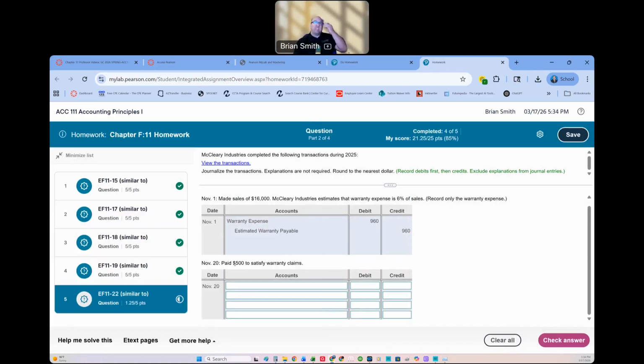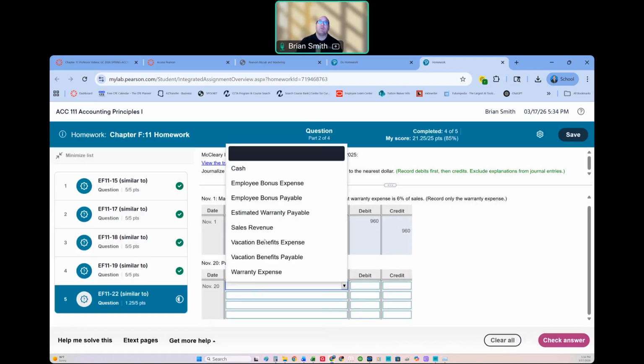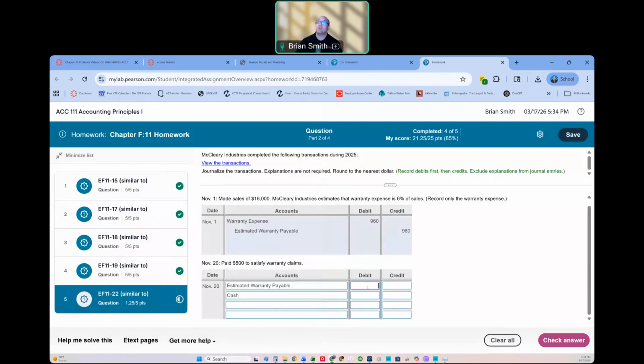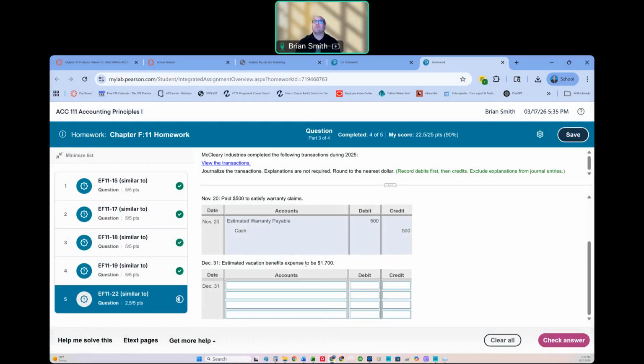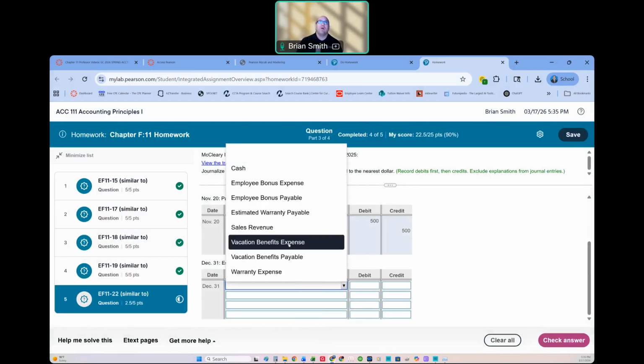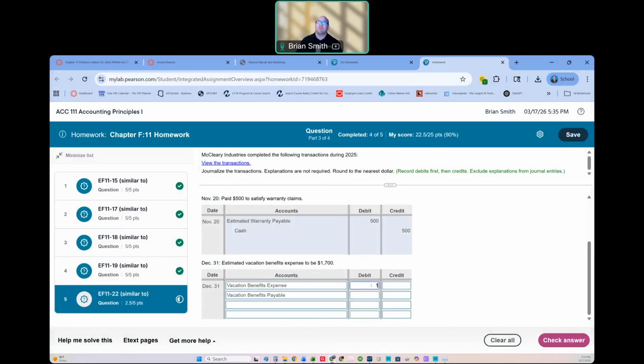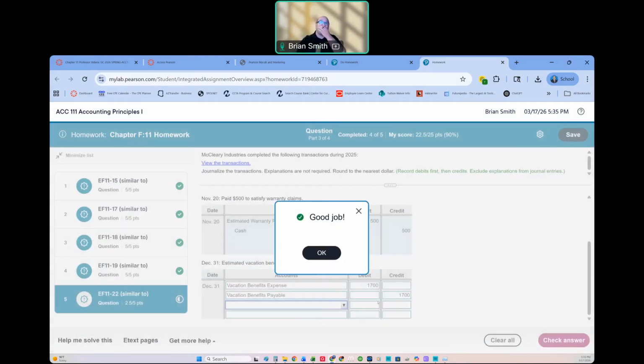Then we paid 500 to satisfy warranty claims. So we're going to debit estimated warranty payable, and we paid this, so it's coming out of cash for 500. Estimated vacation benefit. Oh, this is like a whole big old. It expects the vacation benefits to be 1,700. So it's vacation benefits payable, 1,700. This is an estimate. We don't really know what's going to happen.